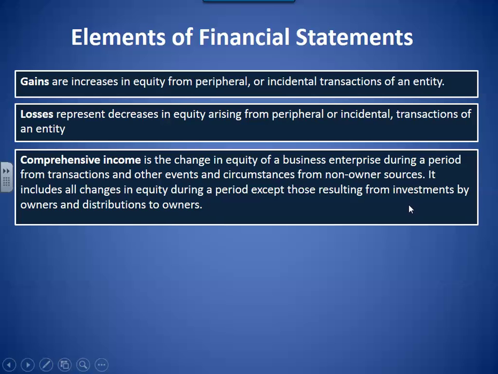It includes all the changes in equity during a period except those resulting from investments by owners and distributions to owners. One way of saying this in a nutshell is comprehensive income results in changes in equity that did not flow through the income statement. But again, we will get more into comprehensive income in a later video. Liz will get into those in her videos, and I'll get into comprehensive income in my future lectures.